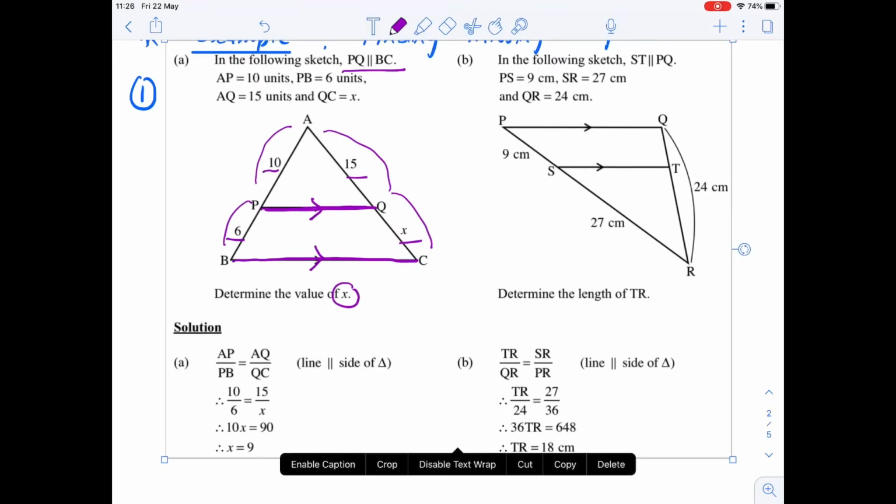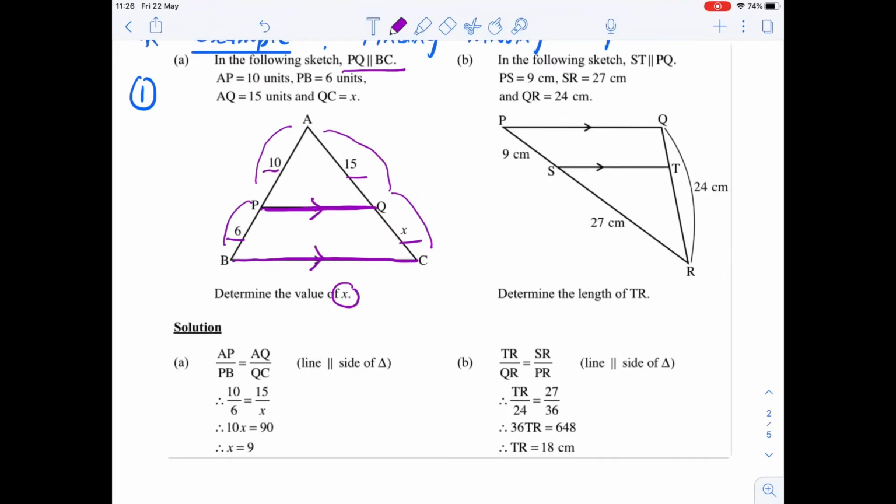And we set that out here. And if we cross multiply, and it's important, the easiest way to do this is to just cross multiply. So 10 times X equals 15 times 6, and we get X is 9. Nice and easy. We could have also set it up differently, of course. We could have said X over 15 is equal to 6 over 10. It would have given exactly the same answer.